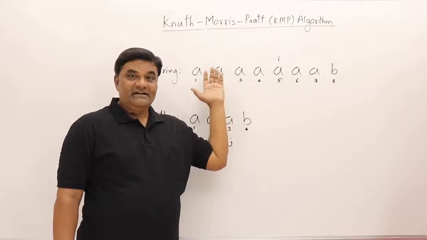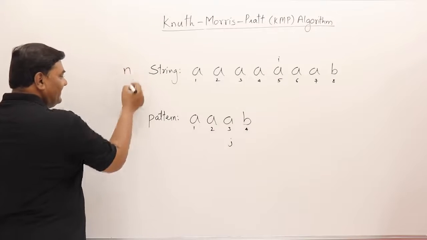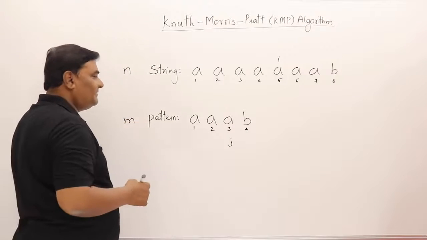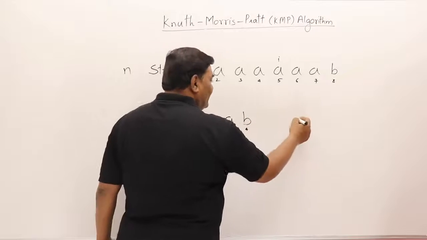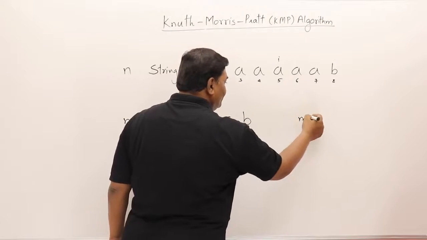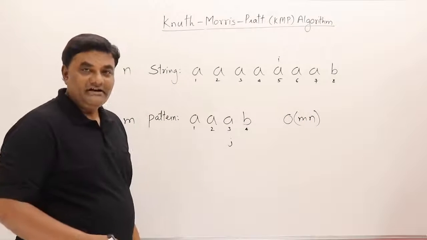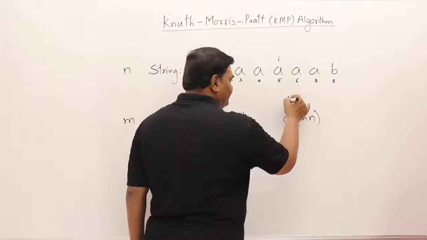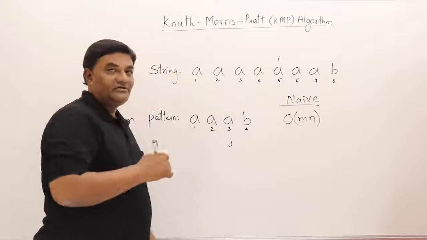As this is backtracking I, what is the maximum time it is taking? If the size of the string is n and the size of the pattern is m, then this pattern is repeatedly compared with the string, and this will be m into n, order of mn time. So this is the time taken by the basic or naive algorithm. The basic algorithm takes order of mn time.